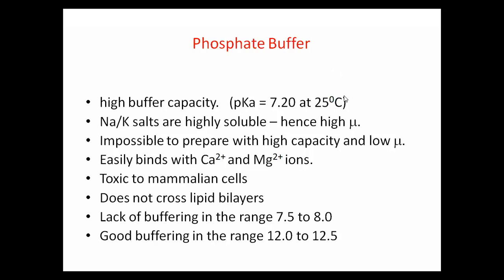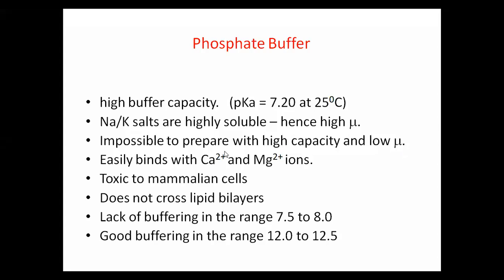Mu is called ionic strength. Mu is the sum, sigma Ci(Zi) square, where Ci is the concentration of the ith ion and Zi is the charge on the ith ion. As the sodium and the potassium salts are highly soluble in phosphate buffer, their solutions will have very high ionic strength. So it is impossible to prepare the phosphate buffer with a high buffering capacity and a low ionic strength.